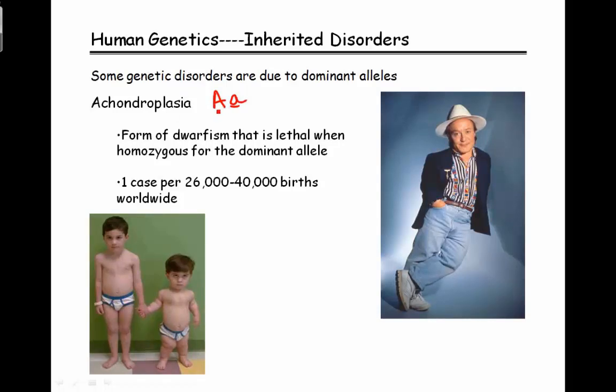We would expect that if they have offspring, 50% of the time they pass on the big A, 50% of the time they pass on the lowercase a. So we would expect that half of their offspring are also going to have achondroplasia. Half of their offspring would not have the achondroplasia.